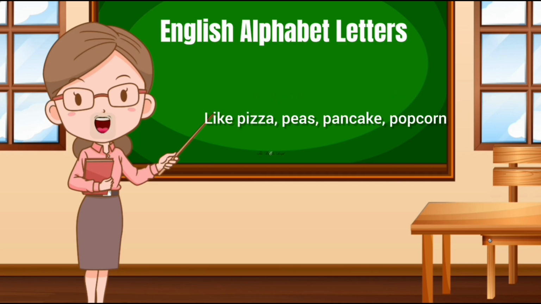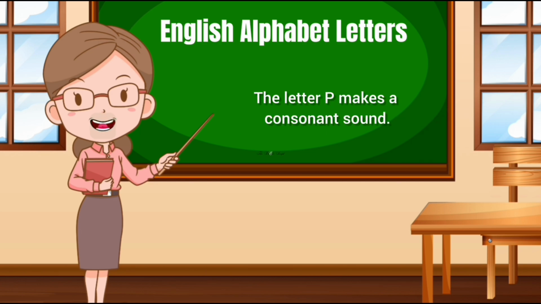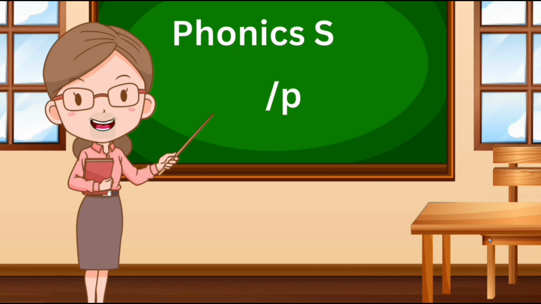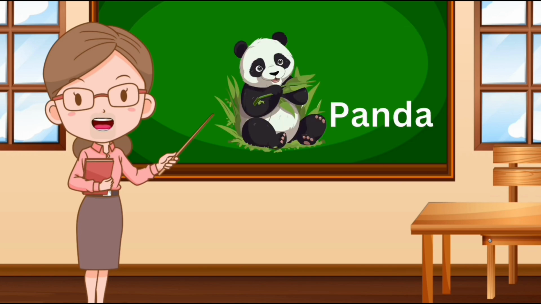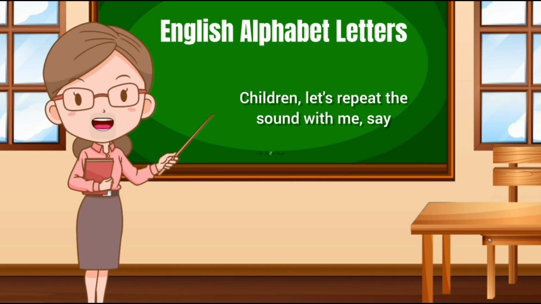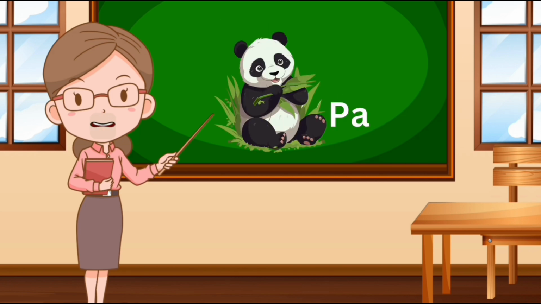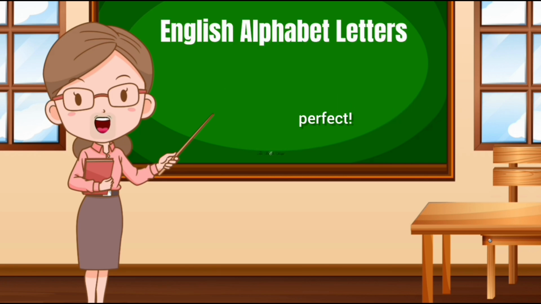Like pizza, peas, pancake, popcorn. The letter P makes a consonant sound. The phonics sound of letter P is P. P sound is used for panda. Children, let's repeat the sound with me. Say P for panda. Perfect.